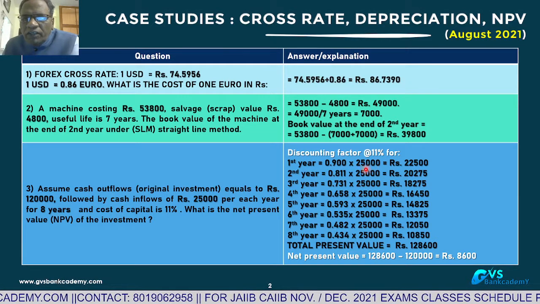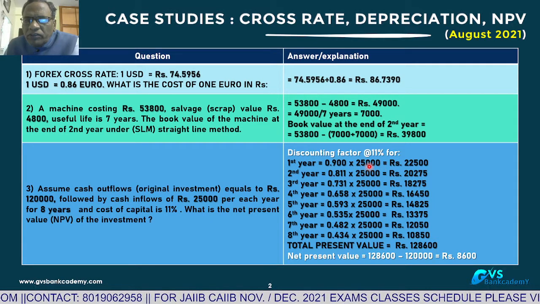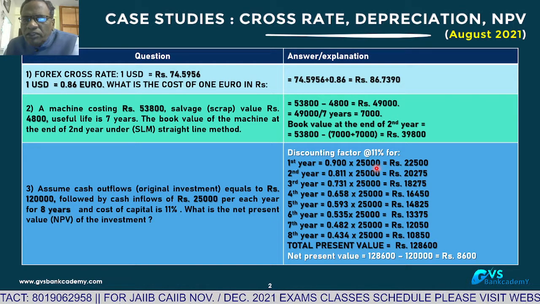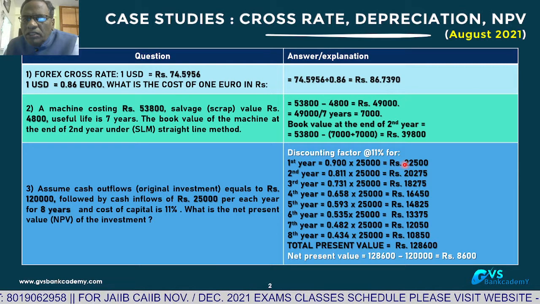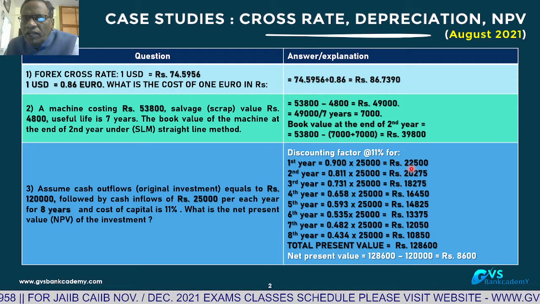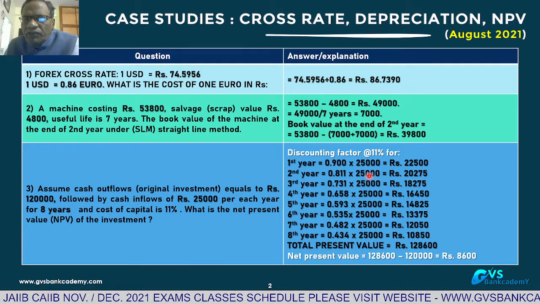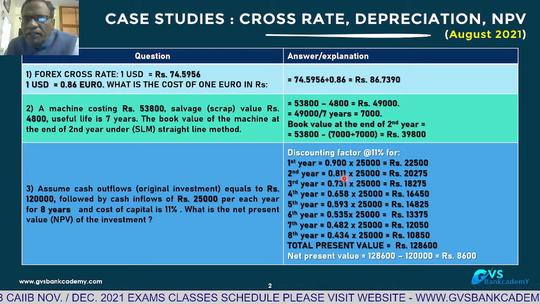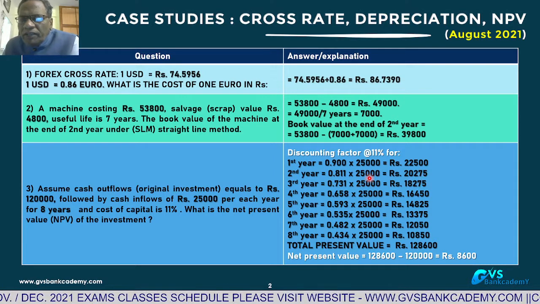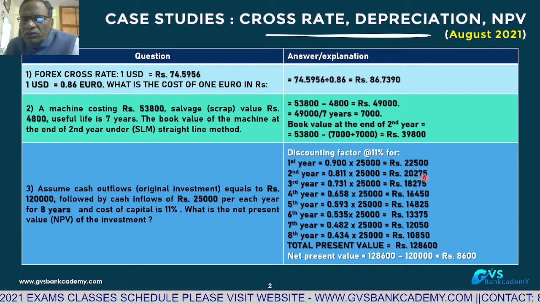What is the inflow for every year? 25,000. Now we are getting 25,000 at the end of the first year. What is the present value of today? 25,000 into 0.900 is 22,500. After 1 year you are getting 25,000; today's value is 22,500. At the end of the second year we are getting 25,000, the discounting factor is 0.811, which is equivalent to 20,275. Today's present value is 20,275.